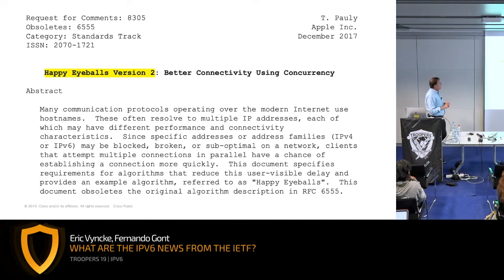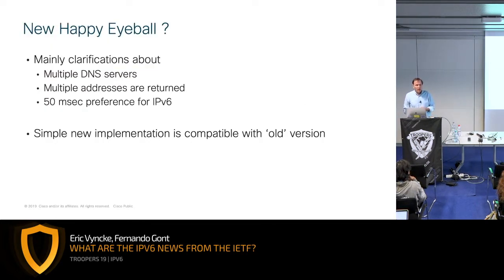Another one. Everyone knows about Happy Eyeballs. Apple and Tommy made a version 2 of it. It's simply clarification. It also specifies a 15 milliseconds preference. So even if you get the A before the quad A, you wait 15 milliseconds to get basically the quad A and start V6. It also specifies what to do when you have multiple DNS servers, like I got a few of them by DHCP, a few of them by the RA, or by other interfaces as well. So how to handle this.